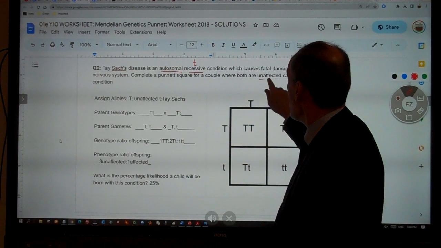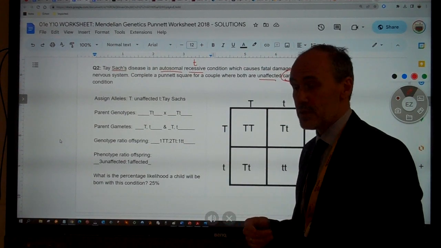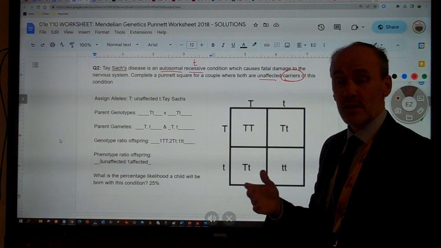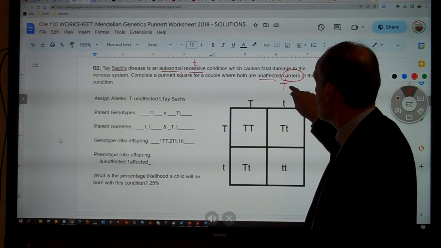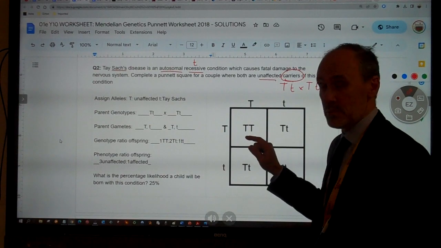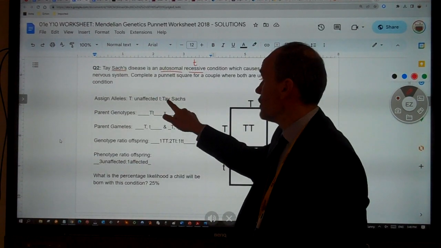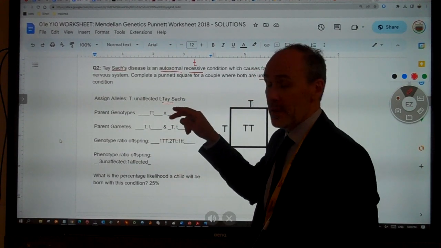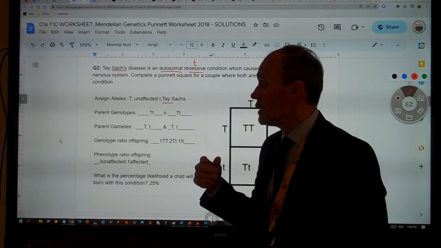The couple are both unaffected, but they're carriers. Of course, a carrier is a person who carries a recessive gene, but themselves, because they have a dominant gene, they're not affected. So if they're carriers, they're going to be big T, little t, and big T, little t. That's just the way it must be. And here we can see assigning alleles. Well, we've already chosen T: little t is Tay-Sachs, and big T is unaffected, and I've written that down there. Not just big T, little t, I have to use the words to say what they indicate.